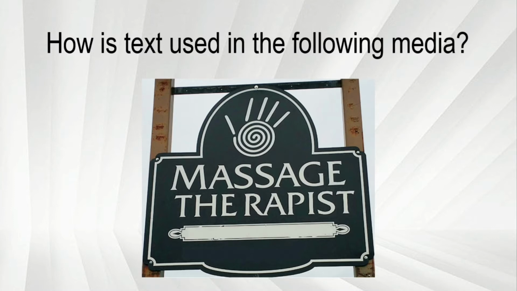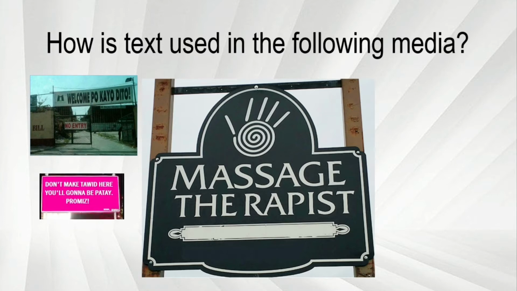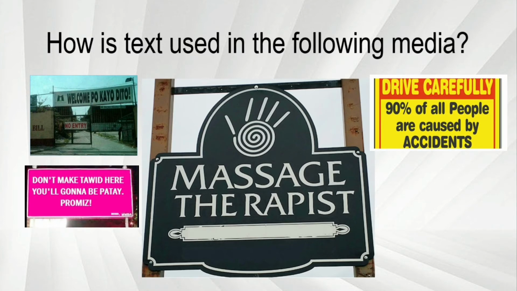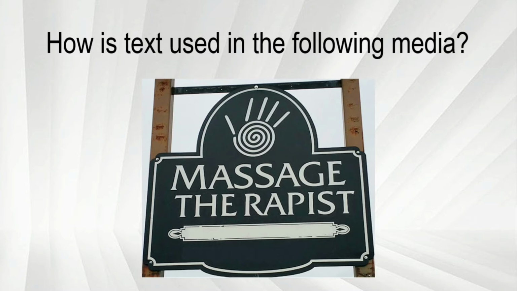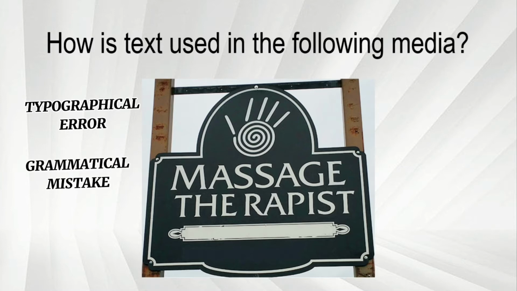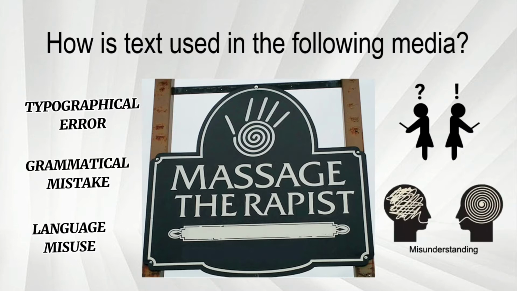If you will carefully examine each image, you will notice that there are some serious issues regarding the message they want to convey. There is improper use of language, confusing structure, and wrong spelling. Text provides the basic information of what message a person wants to convey to others. So if the text is not properly made or written or produced, it is possible that the right message will not be sent. Typographical error, grammatical mistake, or language misuse may send a different message and may cause miscommunication or misunderstanding.